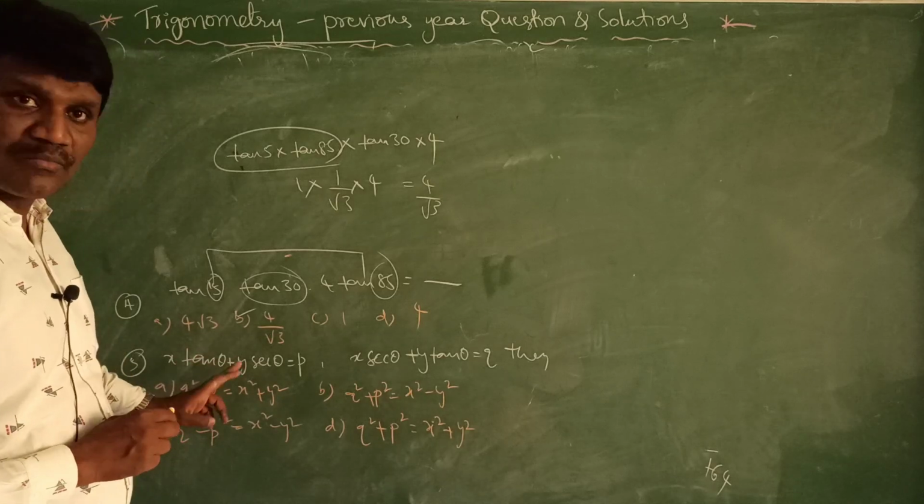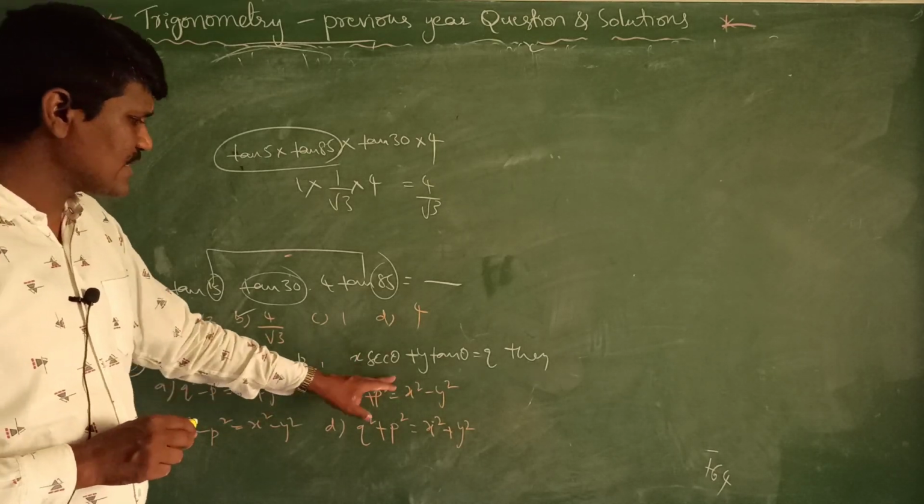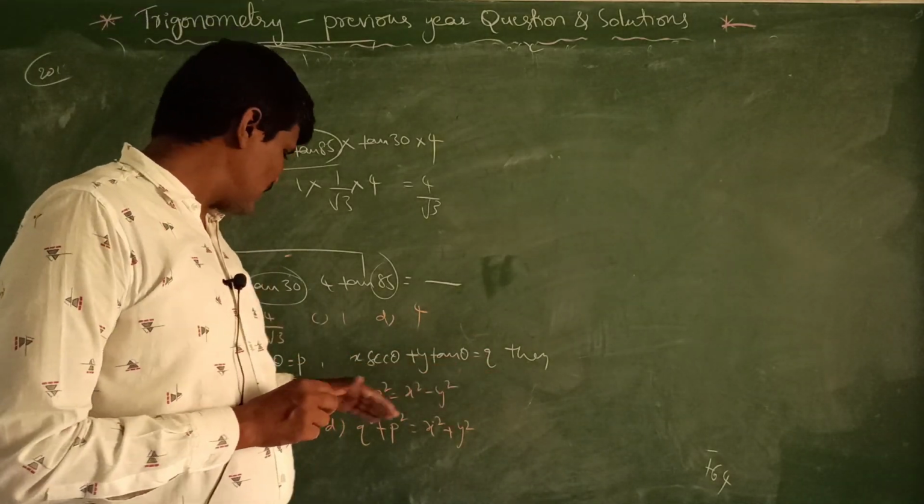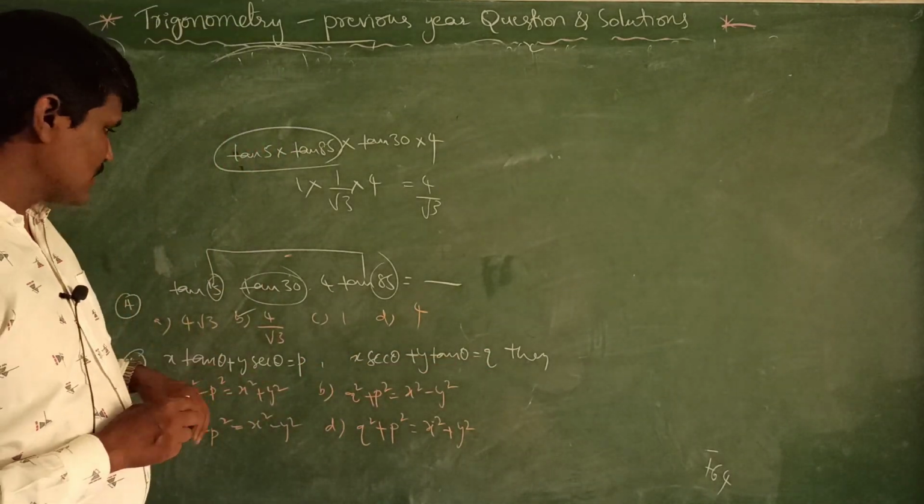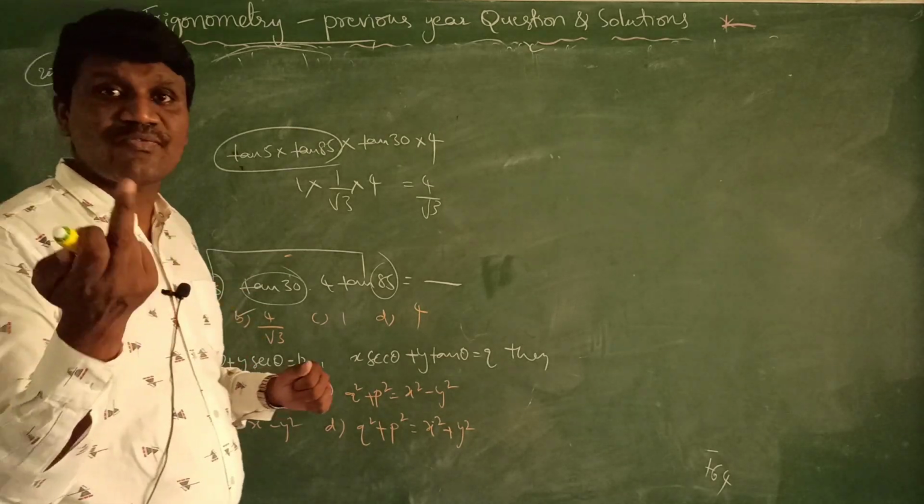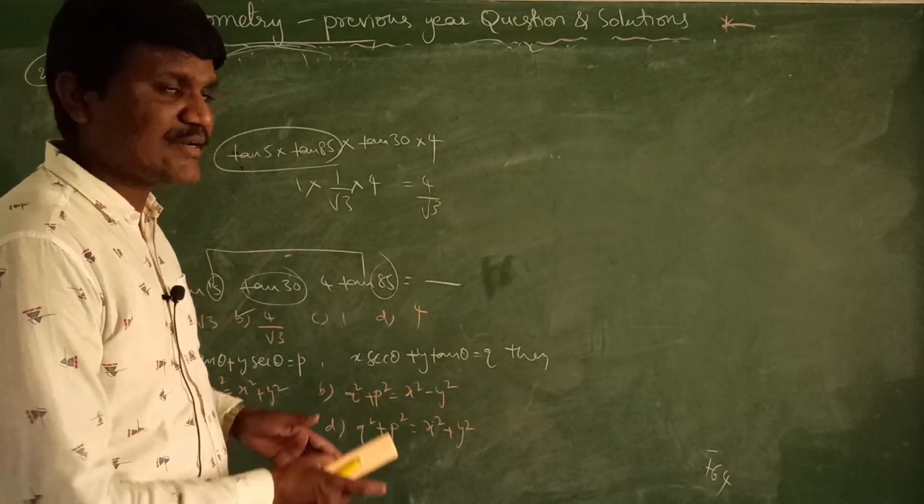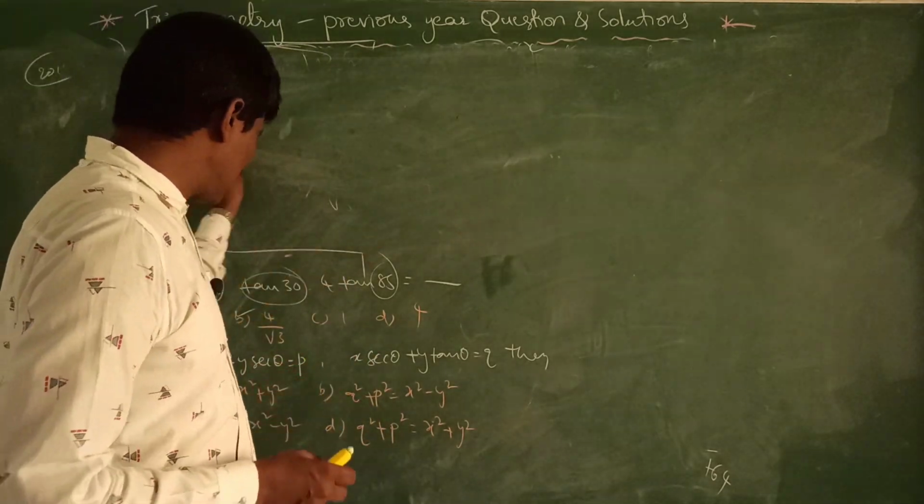Now the last problem: x tan theta plus y sec theta is equal to p, x sec theta plus y tan theta is equal to q. Then which one is the correct? So sec theta and tan theta are there. So which identity will we use? Identity number 2, the sec square theta minus tan square theta identity. So let's solve this problem.